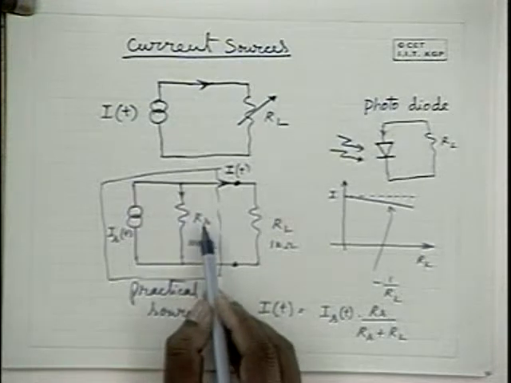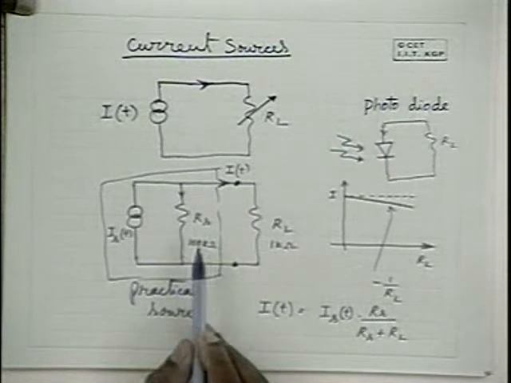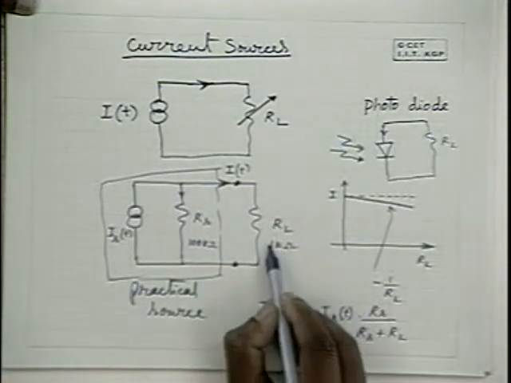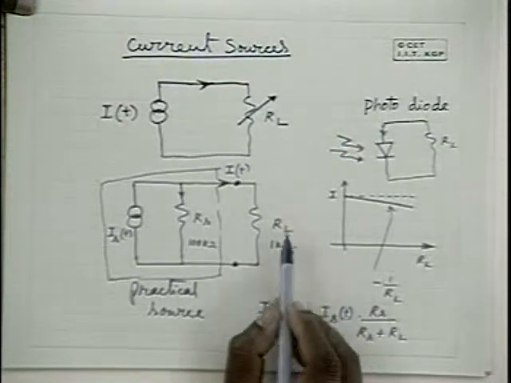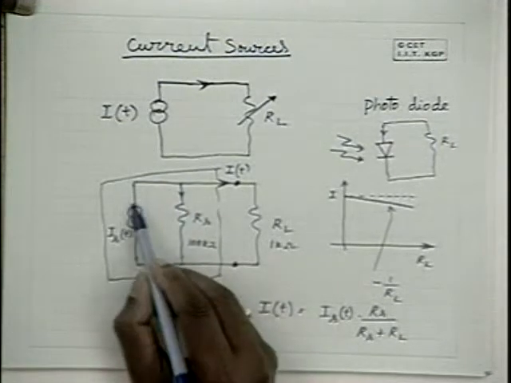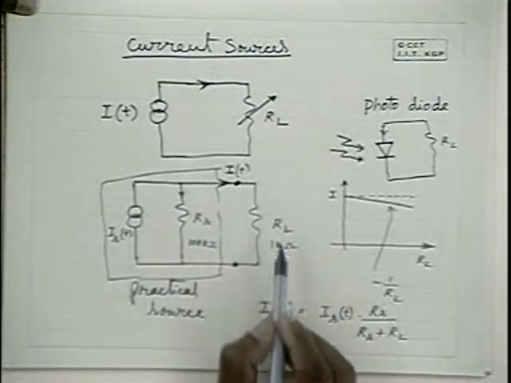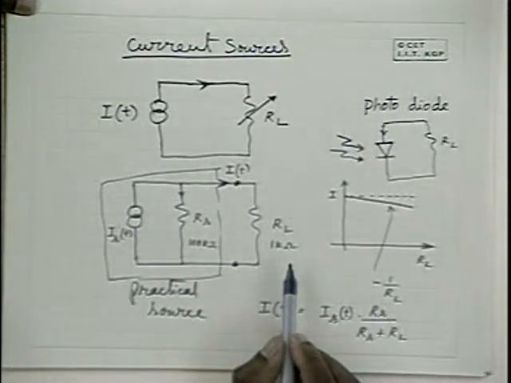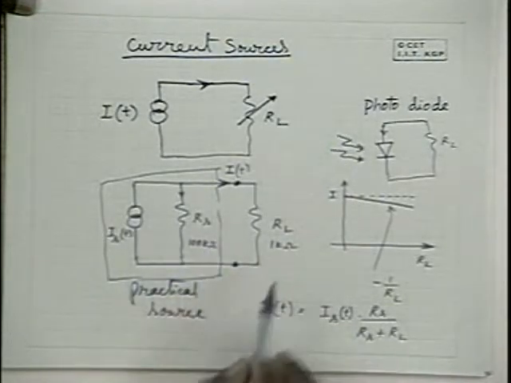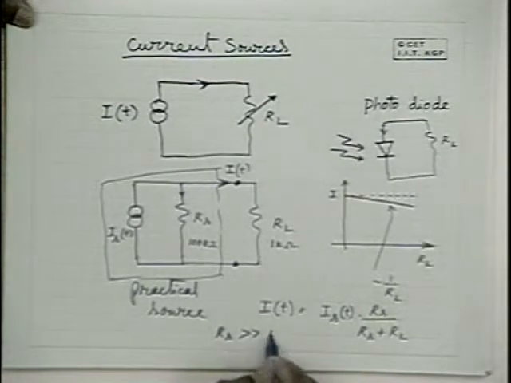That current is anyway negligible. So the change in this current is negligibly small when this is of the order of 1 kilo ohm and this is of the order of 100 kilo ohms. Even if you make it 2 kilo ohms, this current won't change much. And when this current is not changing much, this current is also not changing much. Hence, it can be treated as a current source when RS is much larger than RL.